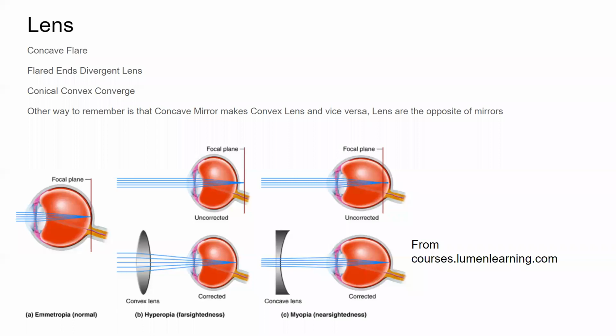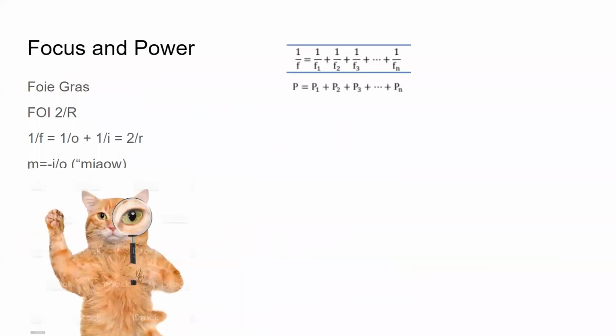So it'd be convex, convergent, closer, versus divergent, flared ends, divergent, and then farther. Because they diverge, they're going farther. So that's how I made a mnemonic, I guess, to memorize it in my head. It makes it easier to recall this on the spot.